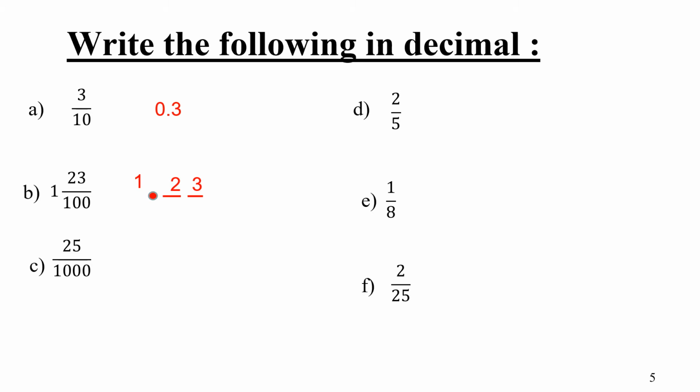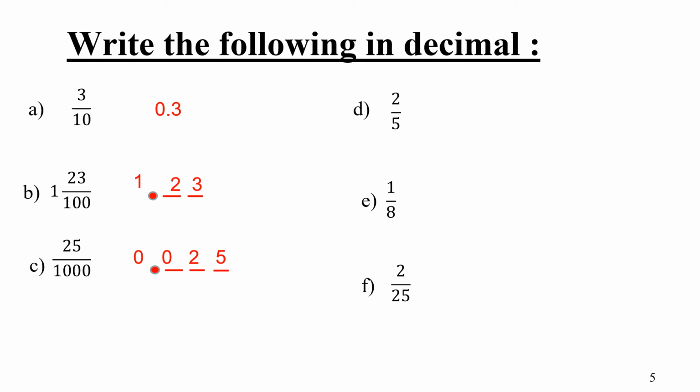Number C, 25 out of 1000. The denominator here is 1000, so I'm going to put the decimal point and 3 places after the decimal point. Why? Because the denominator here has 3 zeros. So I will write from the right side 5 and 2, and I have a place left. I will put 0 in this place, and the whole number here is 0.